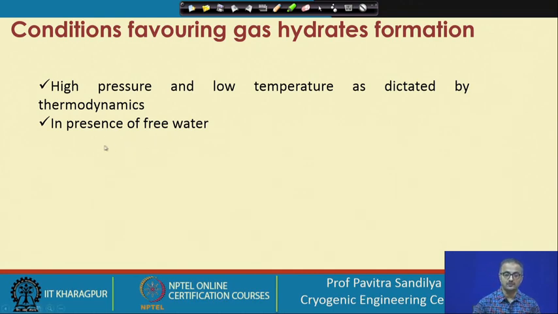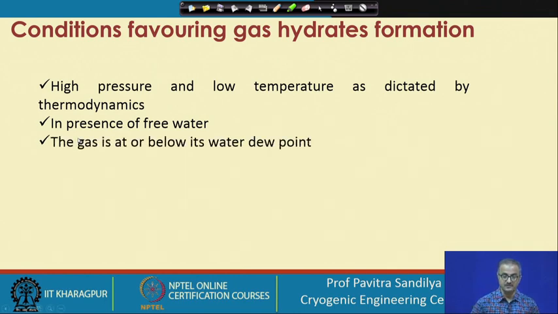Now, the hydrates are formed only if, even with the requisite temperature and pressure, there is a sufficient amount of water. The hydrate cannot be formed otherwise. So, it needs the presence of free water, and then the gas should be at or below the dew point of the water, so that the water can form liquid. It cannot be in the vapor phase, but it should be in the liquid phase. So, the temperature of the gas should be at or below the dew point of the water.